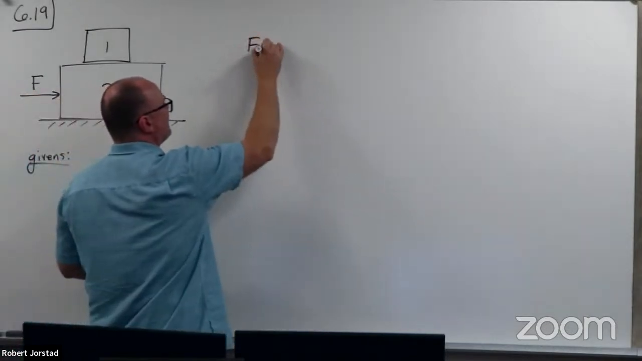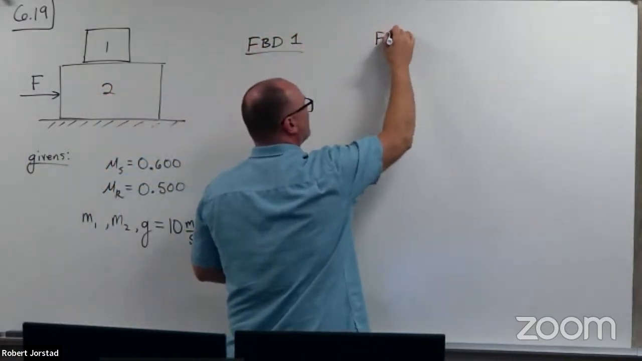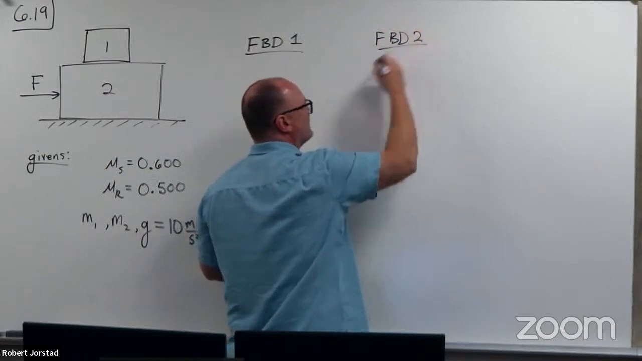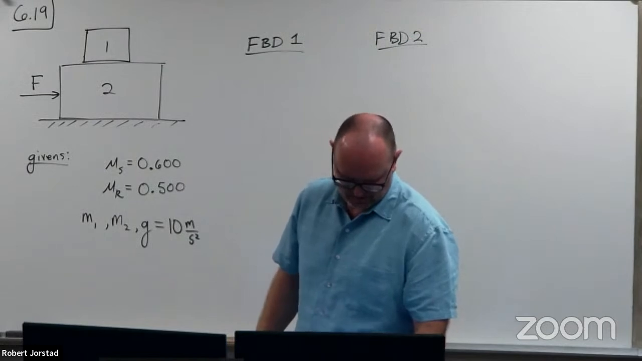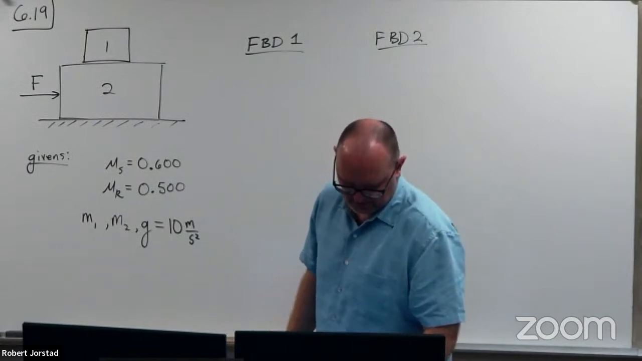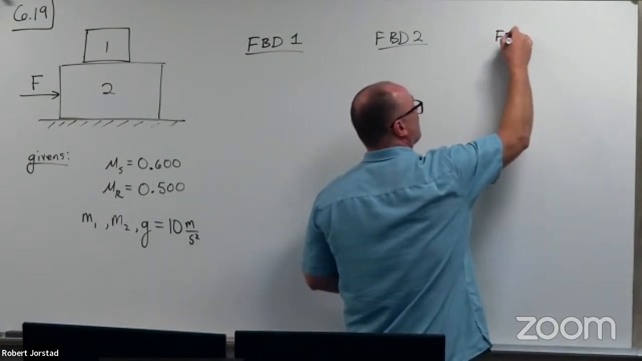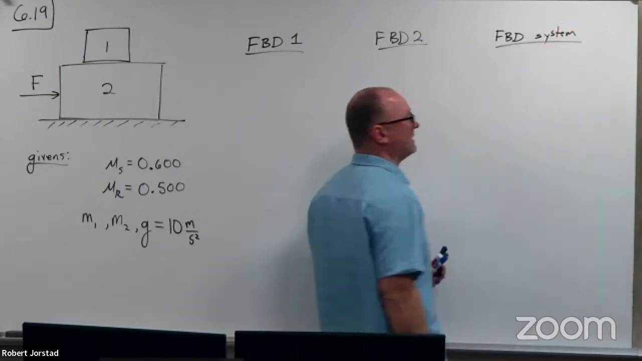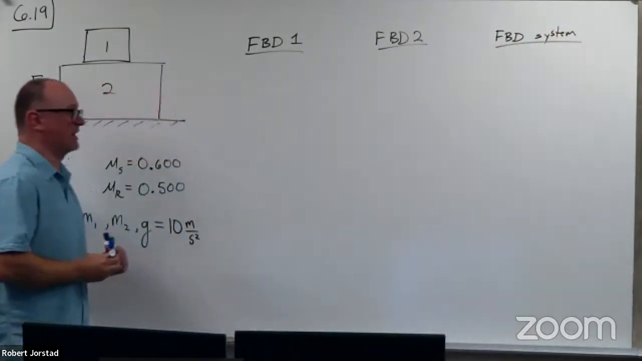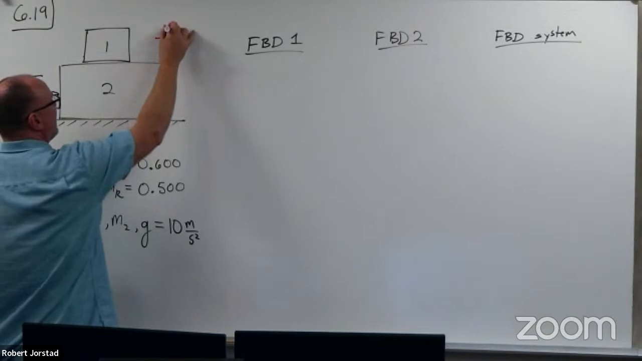Maybe I'll do FBD 1, FBD 2, and then at some point it says these are still moving as a single unit. So we could, in theory, do a system FBD. Again, that's an optional thing. So in general, stay away from that unless you know you can use it. I'm going to assume that these are accelerating this way.